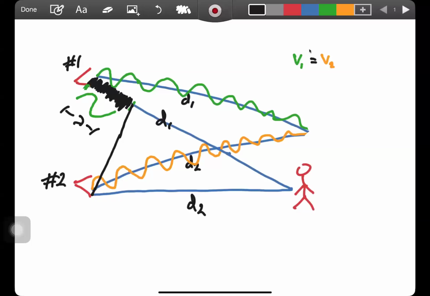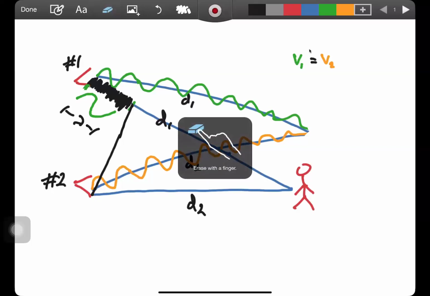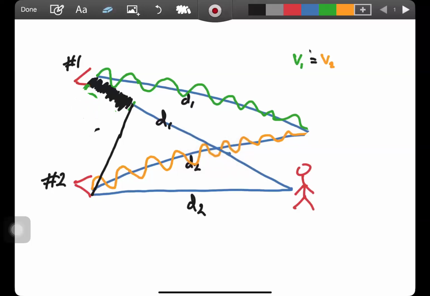And so when they constructively interfere, you're going to hear something. But what if instead you had a situation where it was only, say, half of a wavelength?